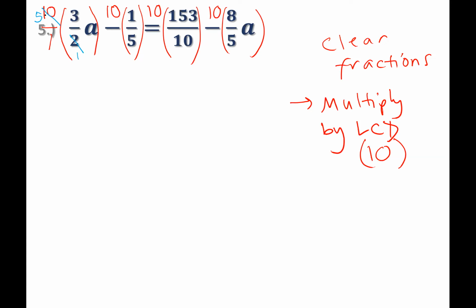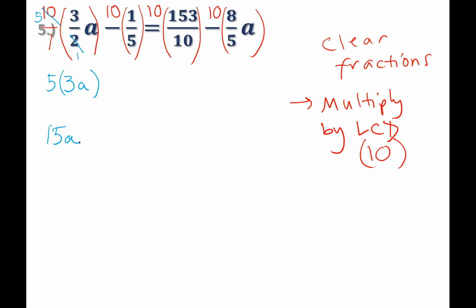So here's what we have left, 5 parentheses. Look at the only thing I haven't crossed out, the 3 in the numerator, that's just 3, and then of course the a. So I've written 5 parentheses 3a. This is going to turn into 15a, by the way.